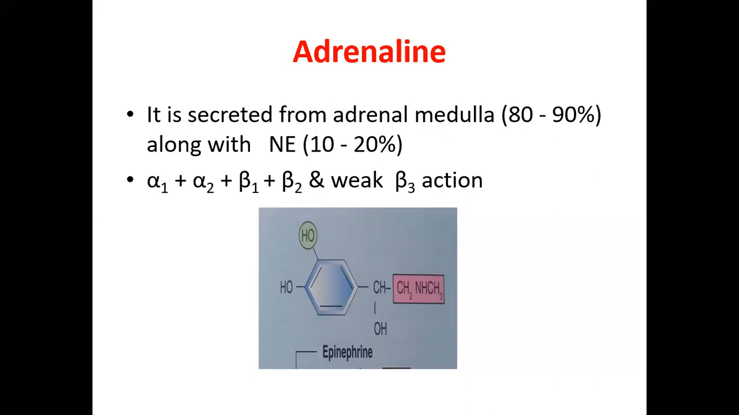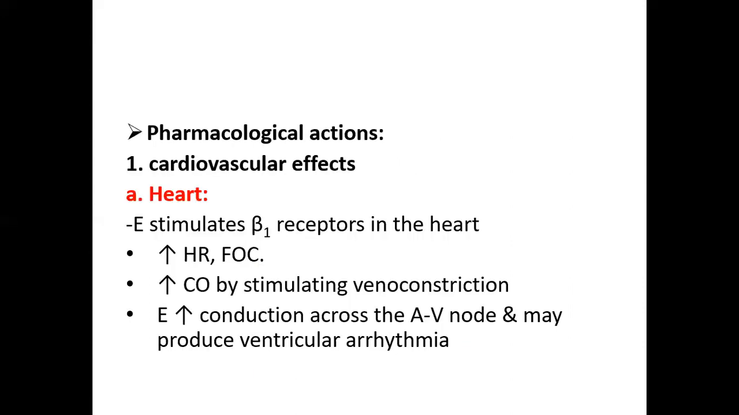So it's mainly secreted from the adrenal medulla, nearly 80 to 90%. Apart from that, even noradrenaline is also secreted with adrenaline. So it has action on alpha 1, alpha 2, beta 1 and beta 2, and has a weaker action on beta 3 receptors. So let's see the pharmacological actions.